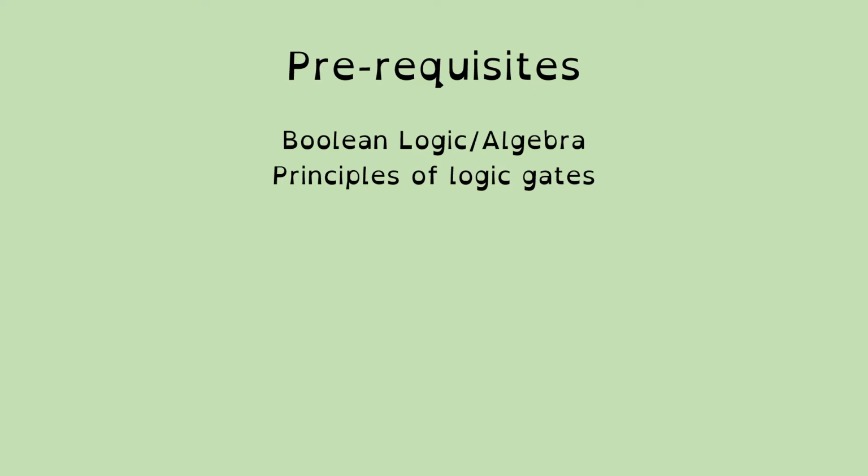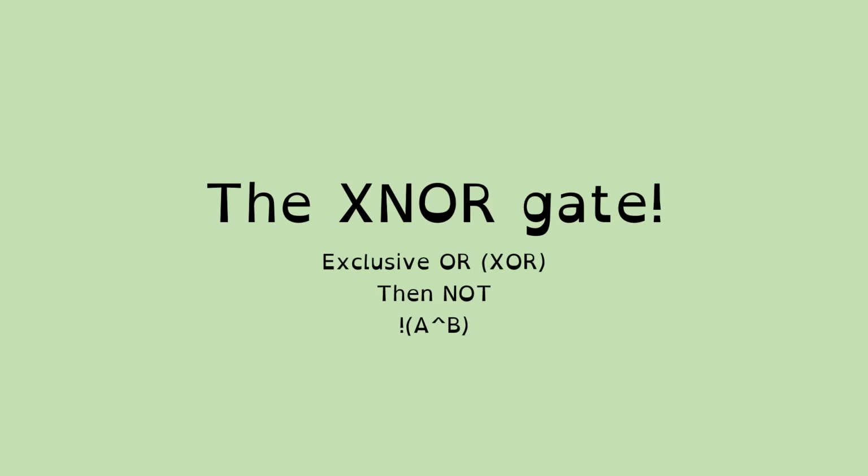As it happens, I've got a series of videos on Boolean logic and Boolean algebra, which you can check out if you want. And the first one in this particular series does exactly what it says here, which is gives the principles of logic gates. So go check out those if you want to. So anyway, we're going to have a look at the XNOR gate. So what is this?